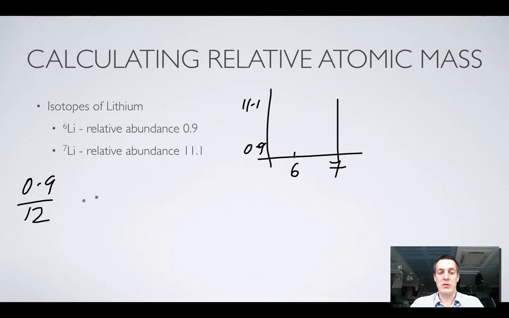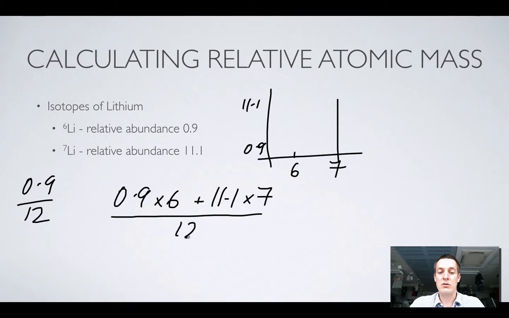And we could see that that would be 12. And that would mean that 0.9 out of every 12, so 0.9 atoms out of every 12, would have a mass of 6, so 0.9 times 6, plus 11.1 times 7. How many atoms have I used in my average? Well, 12. So I'm taking these relative abundances, I'm adding them up to find what number to put on the bottom here, and I'm multiplying the relative abundances by the masses.